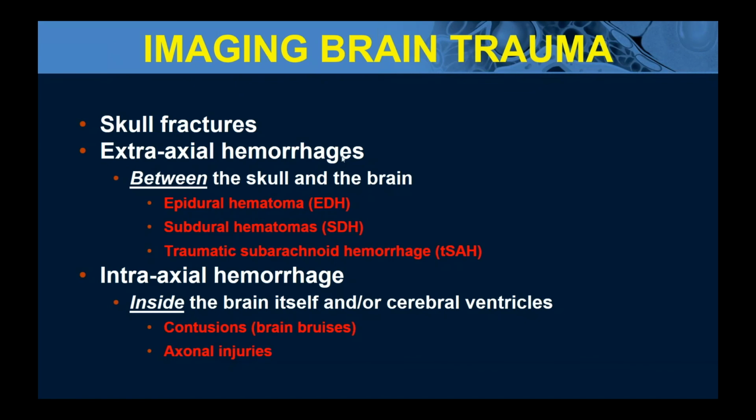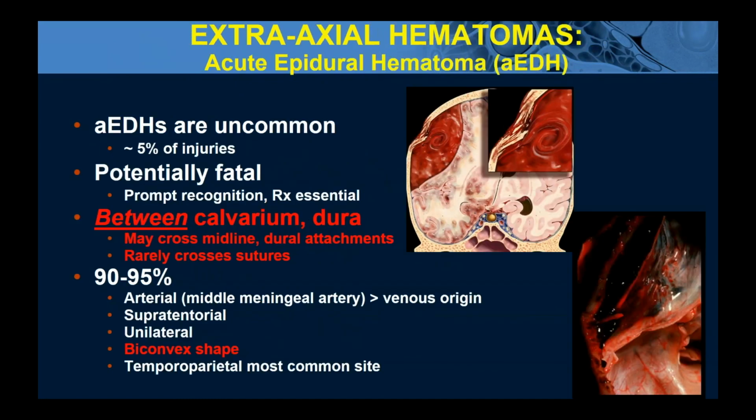So we're going to look first at extra-axial hemorrhages. And by that, we mean that hemorrhages lie between the skull and the brain. And they can be in three different compartments. There are epidural hematomas, there are subdural hematomas, and then there is traumatic subarachnoid hemorrhage. And at the last part of the lecture, we're going to talk about intra-axial hemorrhages, or those that are inside the brain, things like brain contusions or brain bruises, and then we'll look at axonal injuries.